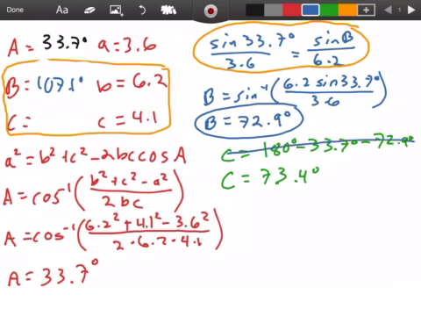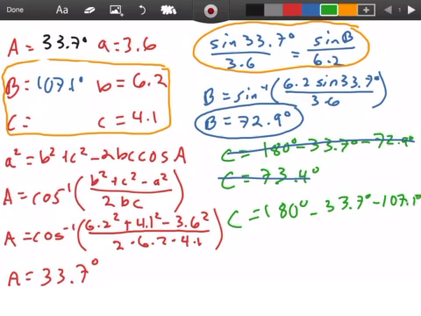Then in that case, angle C is 180 degrees minus 33.7 degrees minus 107.1. So 180 minus 33.7 minus 107.1 gives us angle C of 39.2 degrees. Now if we check to make sure that the largest angle is opposite the longest side, we do have a correct triangle now. The largest side is 6.2, that's B, and angle B is the largest. Side A is the smallest side, and angle A is the smallest angle. Side and angle C happen to be in the middle.